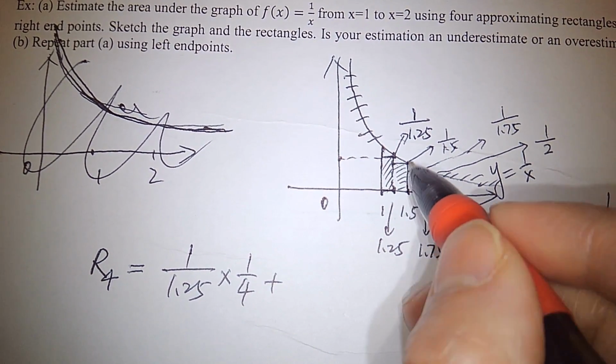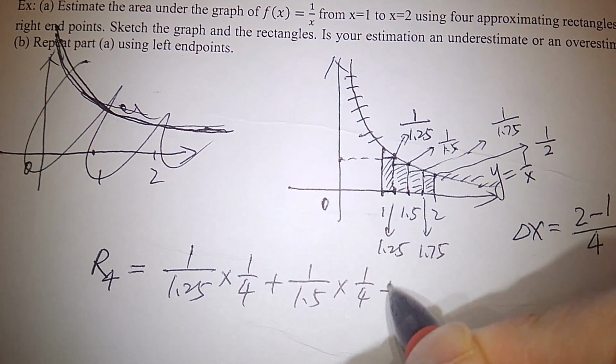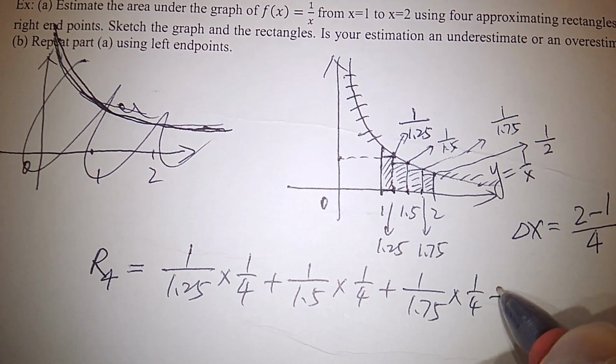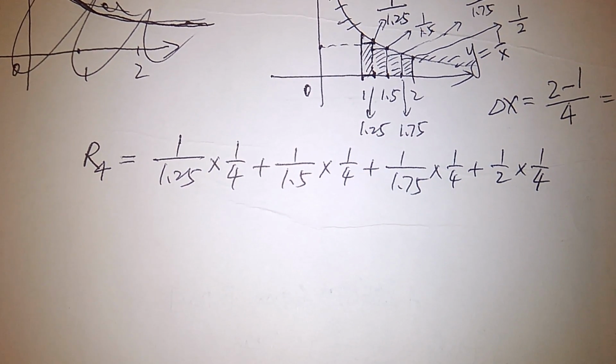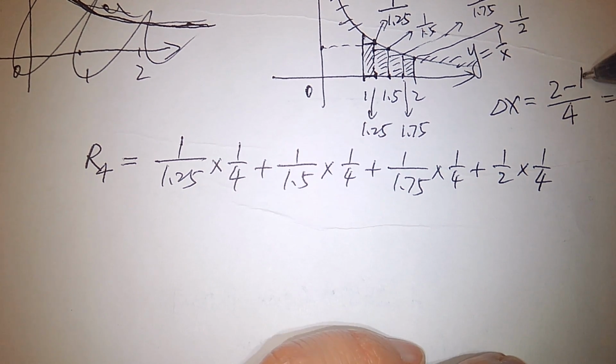plus the second rectangle, what is the height? 1 over 1.5 times 1/4, plus 1 over 1.75 times 1/4, plus 1 over 2 times 1/4, right? What's the general formula for delta x again? B minus A over N. Thank you. You're welcome.